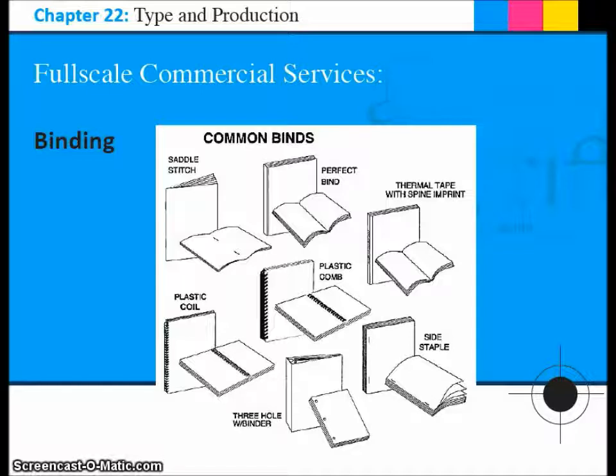The perfect bind, which is just used for paperback books like the one that we use in our class. Plastic combs, plastic coils, 3-hole binders, and then the side staple, which is similar to the saddle stitch, except it's used in books that are too thick for the staples to go through, just kind of right there in the middle.